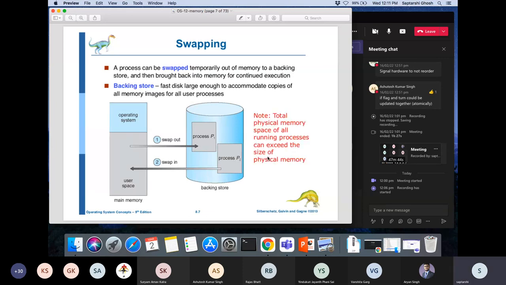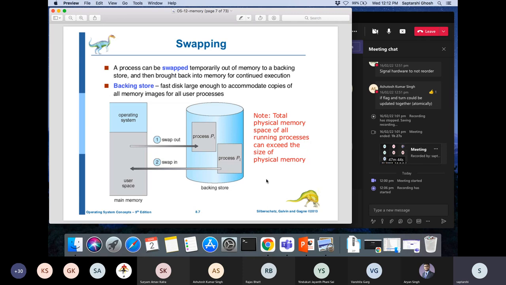Also, this means one important point, which again, keep this in mind. That means that the total physical memory space of all the running processes can actually exceed the size of the physical memory. So let's say you have a 4 GB RAM, but it might be that all the processes that are currently running, again, take that word "running" with a pinch of salt, are not actually running simultaneously because at one point of time, only one process can run. But like all the processes which are in the system currently, it may be that the total memory of all those processes together actually exceeds your RAM size.